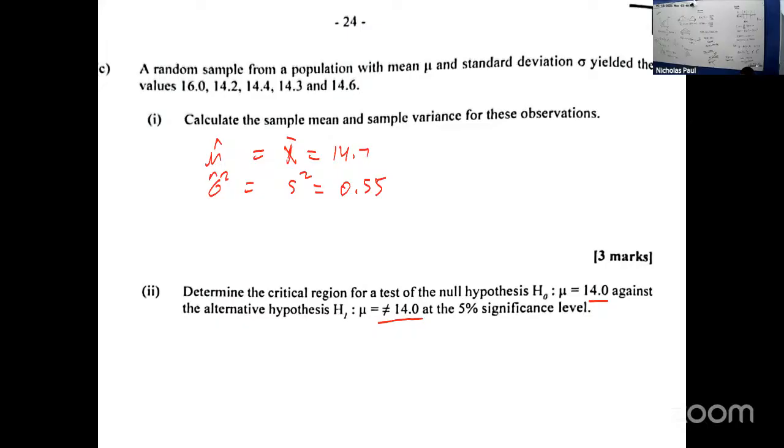How do you know it's T? Because the variance is unknown.